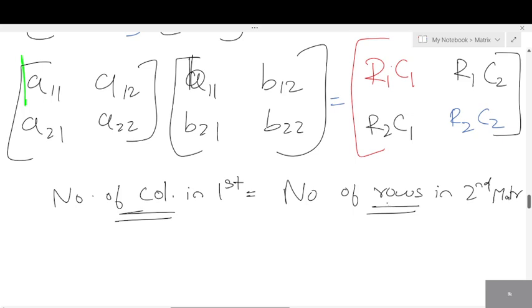Number of rows. How many columns are there in the first matrix? In this question, how many columns are there? 2 columns. In the second matrix, how many rows are there? How many rows? 2 rows. Both are equal, right? Both are equal. Isn't it equal?